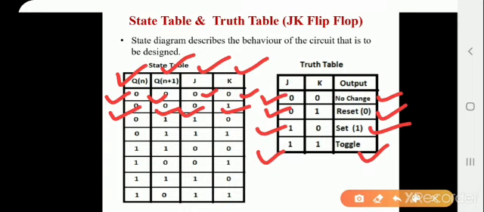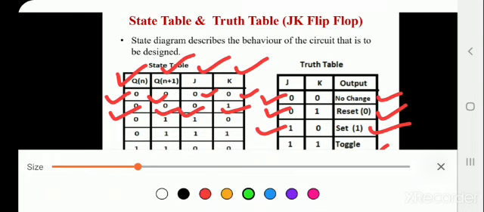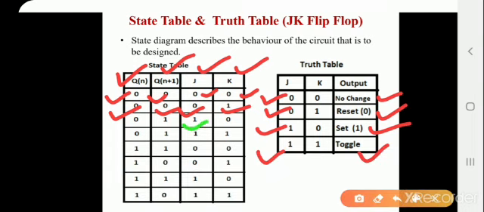For the next case, if the value of J and K are 1, 0, from the truth table, the output should be set. If suppose the previous output was 0, then the next output will be 1. The next case, when the value of J and K are 1, 1, the output should toggle. Meaning if the previous output was 0, then the next output will be 1.